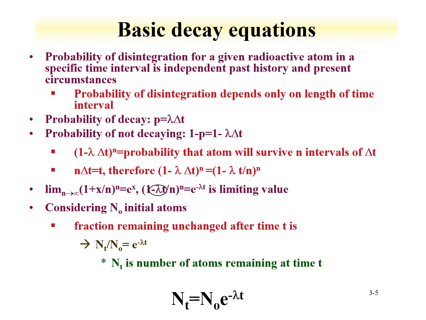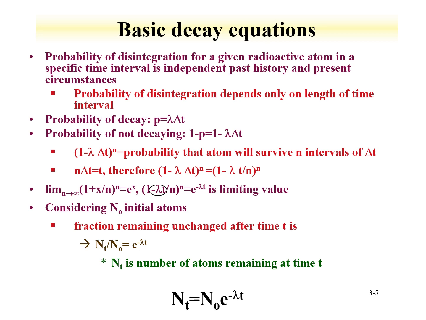Let's take the limit as n goes to infinity. It's (1 plus x divided by n) to the nth. That's just e to the x. If we have (1 minus lambda t divided by n) to the nth, well, that equals e to the minus lambda t. This is our limiting value. So this is how we derive one of the fundamental equations to talk about radioactive decay.